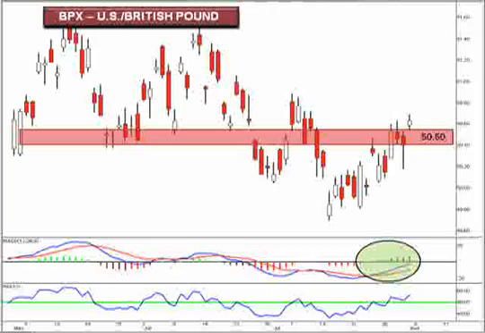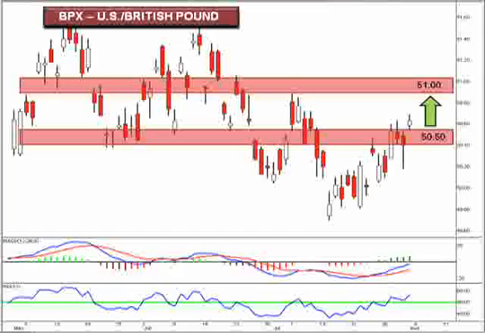Our MACD is suggesting a strong trend to the upside. Our RSI is suggesting that we're starting to build some momentum. We have broken above that 50.5 level there, so the idea is that we'll likely see a test of that 51, and we'll wait to see whether or not there's any continuation to the upside from there.